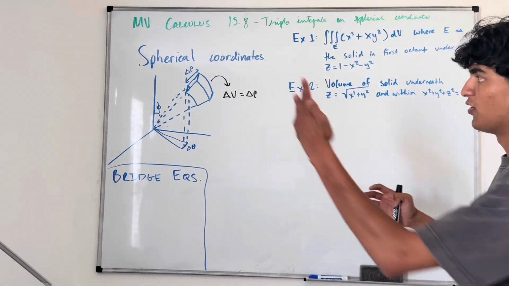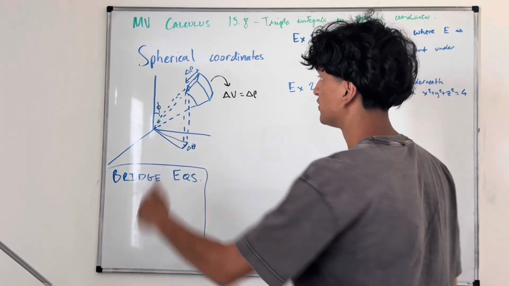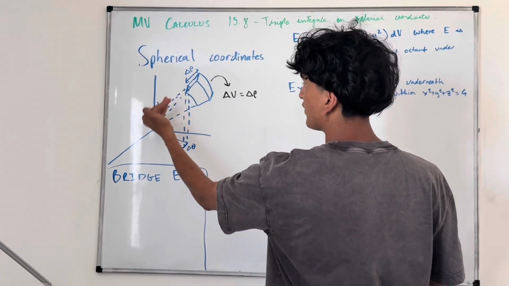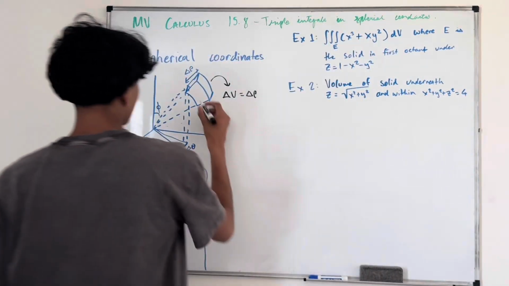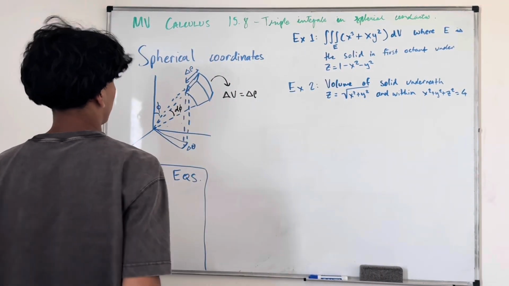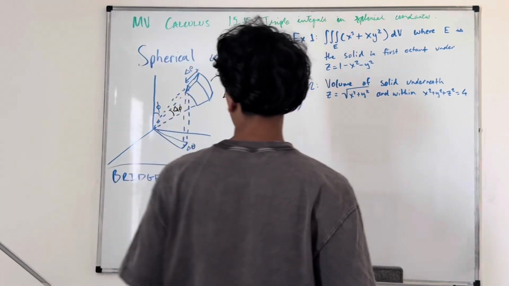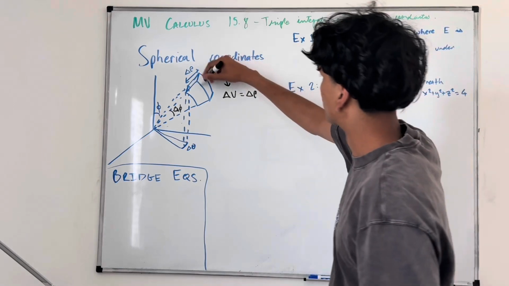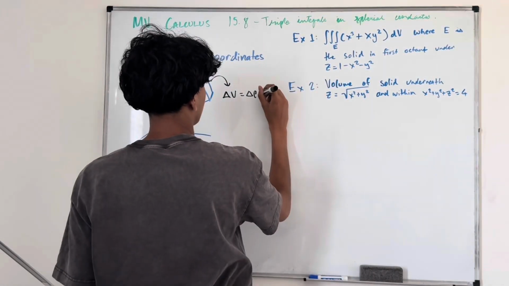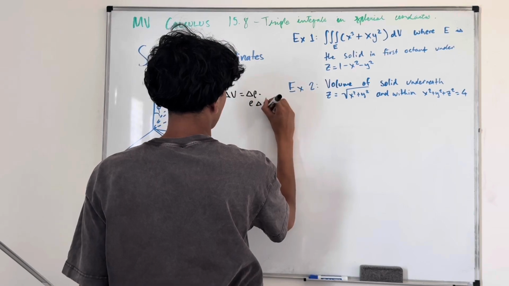Now, we're also going to be integrating and changing the phi variable, right? If we think about a sphere and we start integrating this way, there's going to be this angle right here that represents delta phi. By arc length, this will equal rho, so multiply by rho times delta phi.